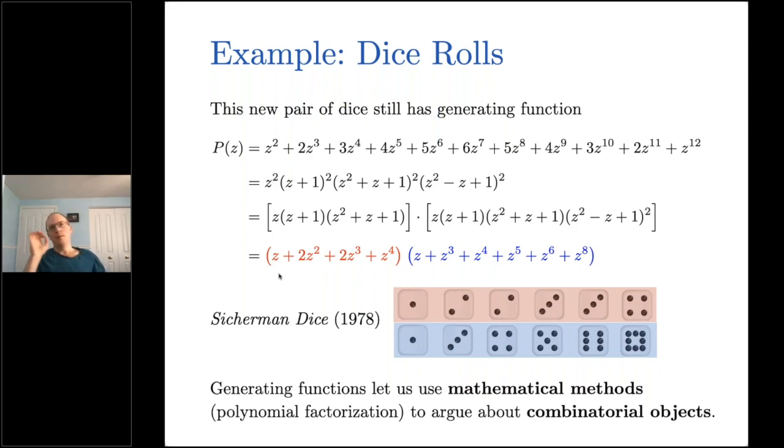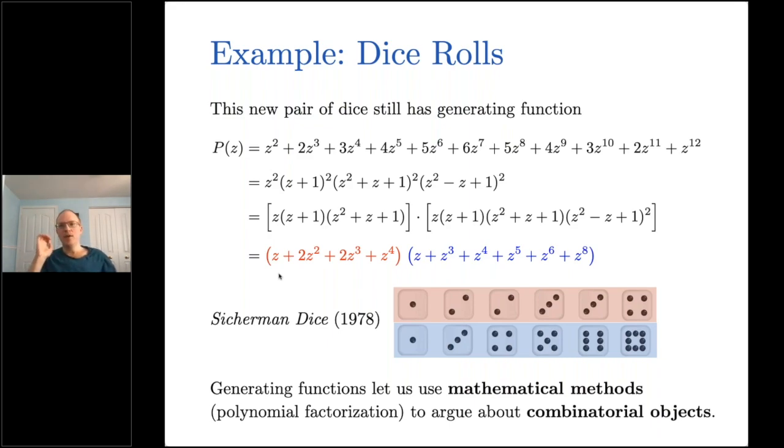In fact, if you put a little bit more work in, you can show that this is the only set of dice that are distinct and have positive integer sides that have the same probability as the standard dice. So not only is this one of them, this is the only way to do it.